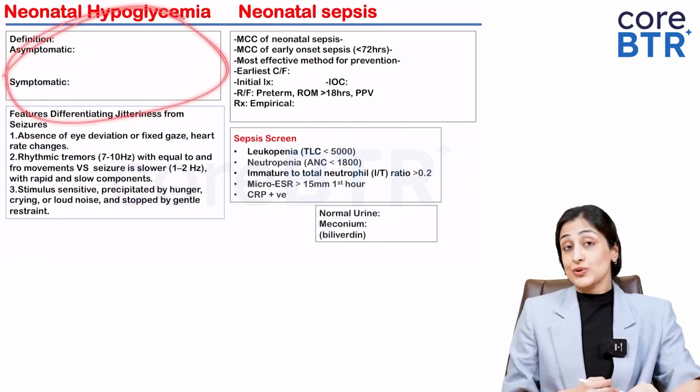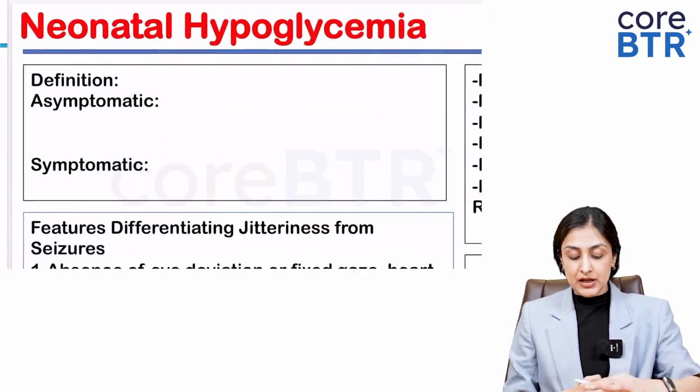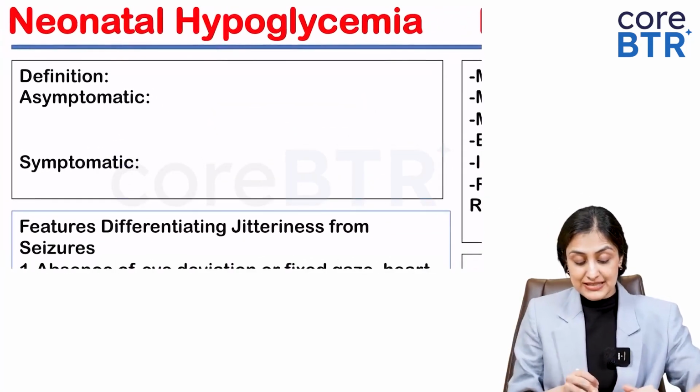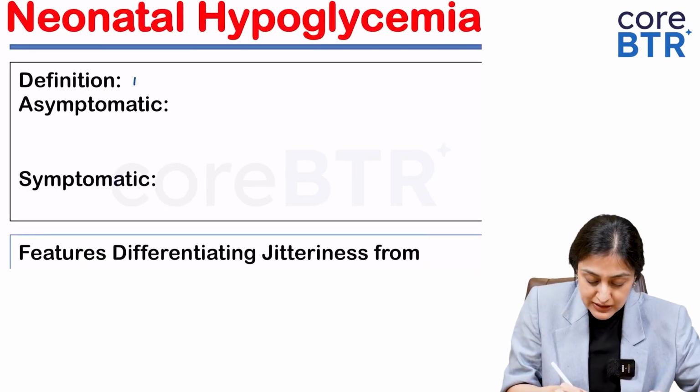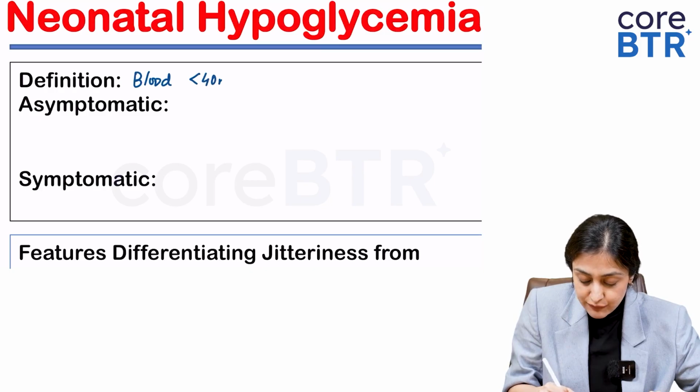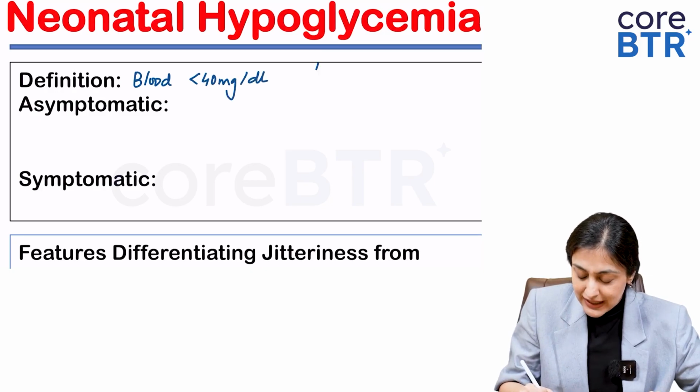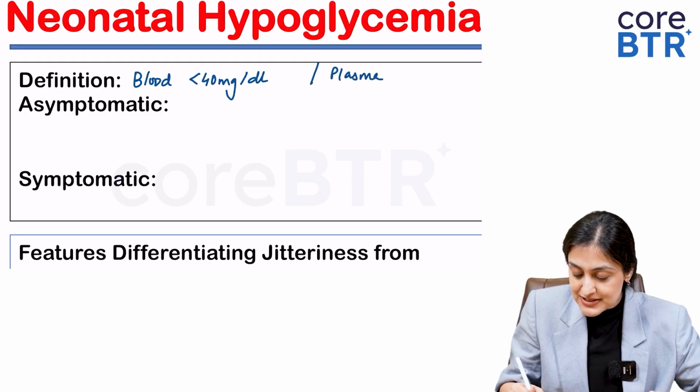Now we talk about neonatal hypoglycemia. When we talk about hypoglycemia, what is the definition? It's a little controversial. If they mention blood glucose, any blood glucose less than 40 mg per dl or any plasma glucose less than 45 mg per dl.